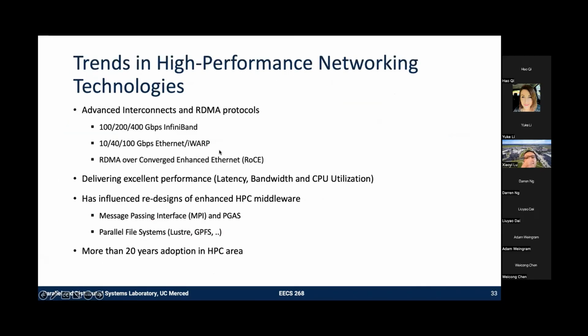And then in networking technologies, like I said earlier, our group has worked on this area for many, many years. We have been trying to develop new solutions on top of RDMA-based high-performance networks, InfiniBand, RoCE, those kinds of things. It can deliver very excellent performance, like less than 1 microsecond latency when moving data from one node to the other. You can achieve 400 Gbps bandwidth today with less than 5% or 3% CPU utilization. And it has influenced the redesign of many HPC middleware like MPI, PGAS, or parallel file systems. It has been used for more than 20 years in the HPC area.